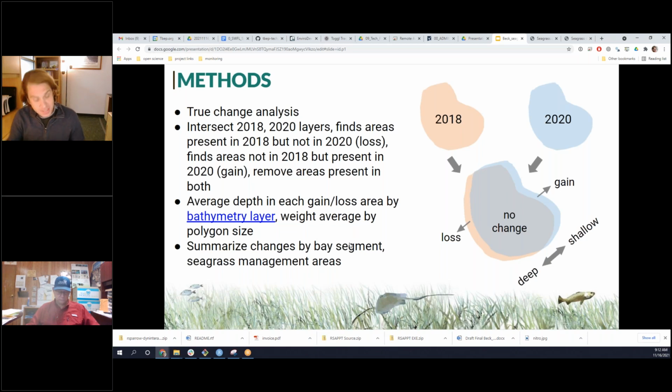And so when I did this change analysis, I also looked at the gains and losses polygons and combined them with a bathymetry layer to look at the average depth in these gain and loss polygons over time, to understand whether there was a net shift towards more shallow waters. And I summarized this at the base segment level and the seagrass management area polygons I showed you a second ago.